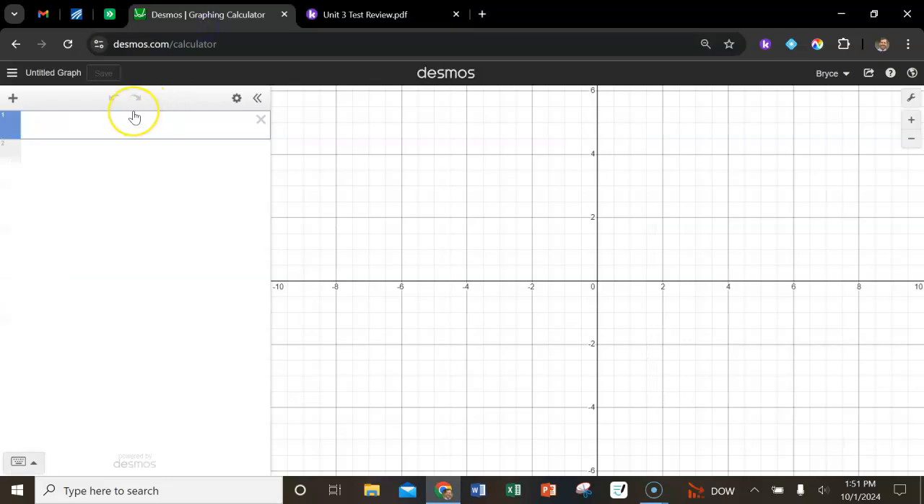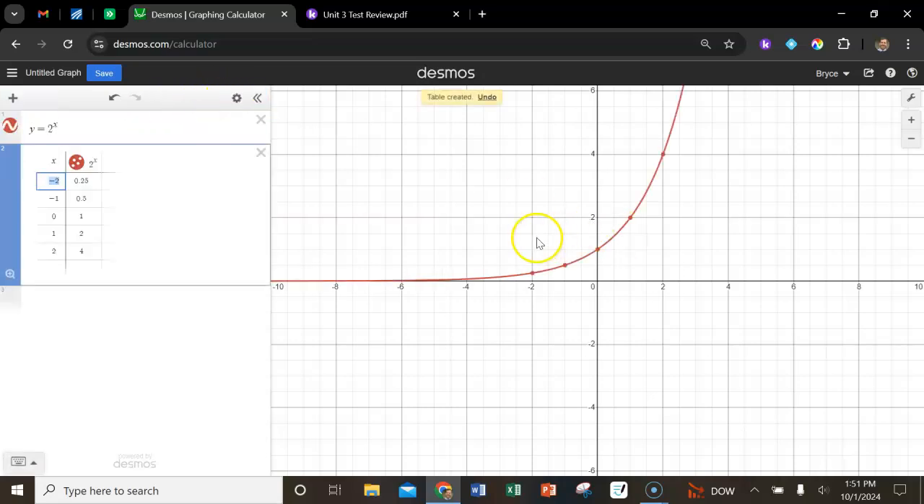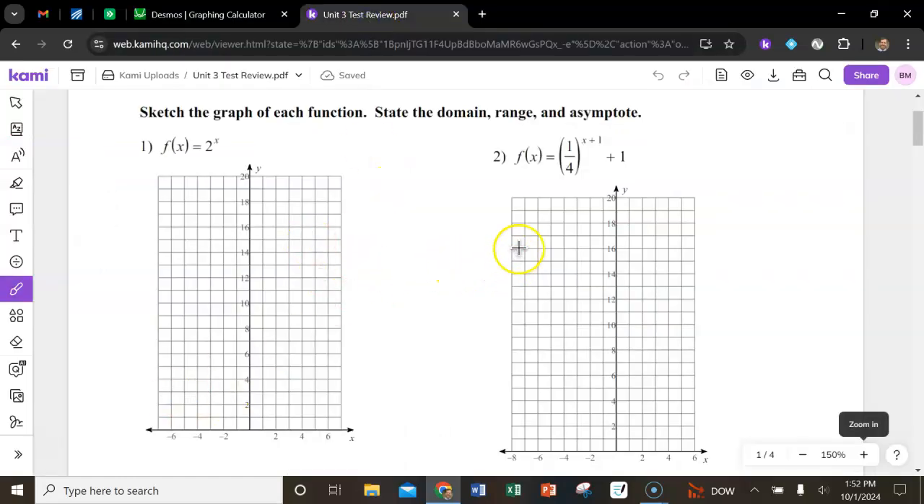If you graph y equals 2 to the x, remember you can always click the setting and get a table from that if you want some good points to plot. So 0, 1, 1, 2, and 2, 4 would all be good points to plot there. If you have a graphing calculator, there shouldn't be any reason why your graph is not accurate. On these, you're going to be asked to find domain, range, and asymptote.